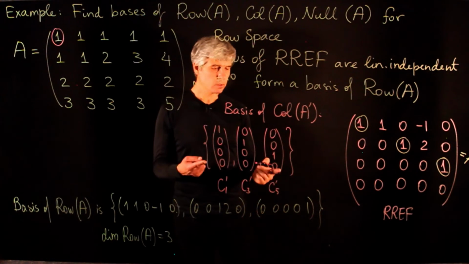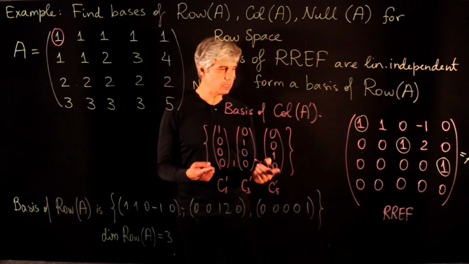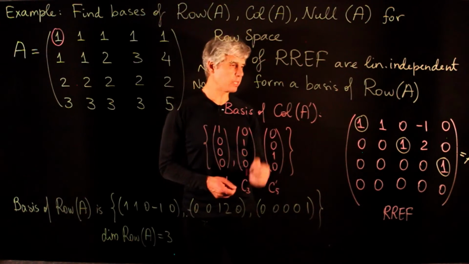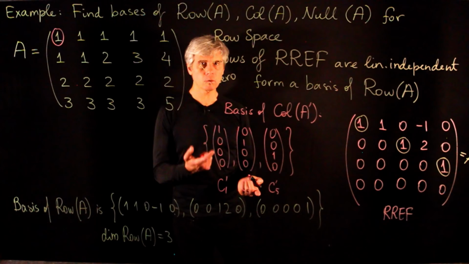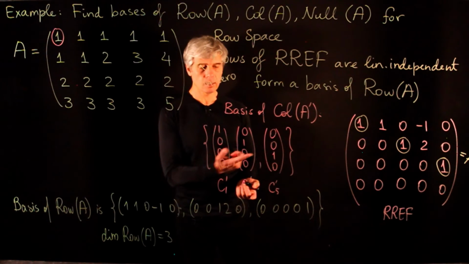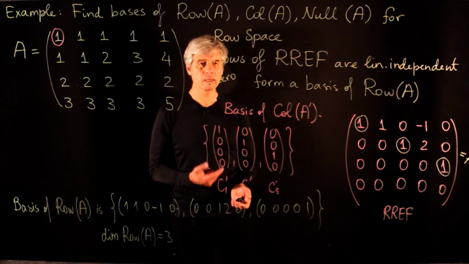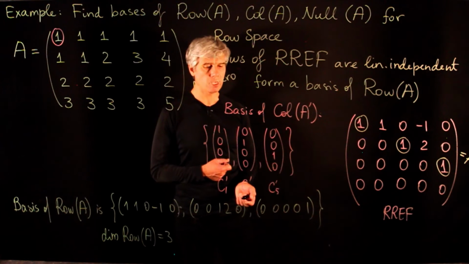And so here I claim that this is a basis of the column space of A prime. Well, to show that something is a basis, we need to prove two things: A, that this set is linearly independent, and B, that it spans the right space.